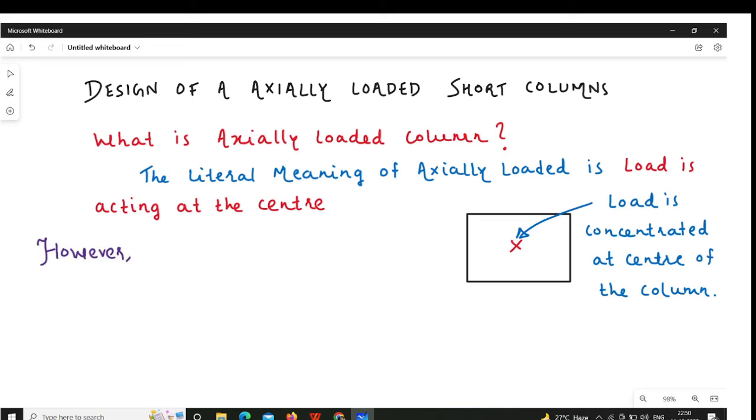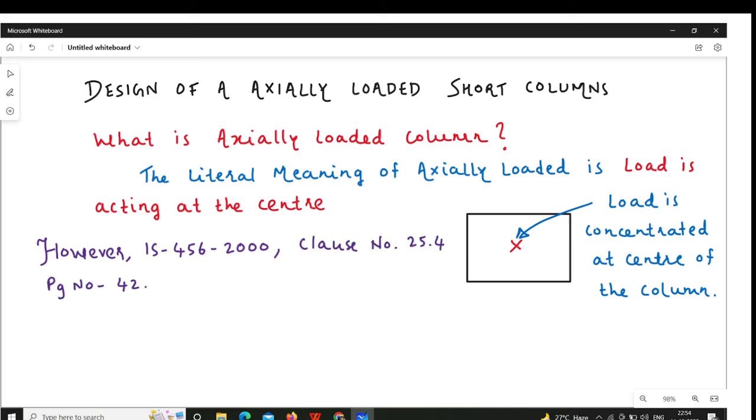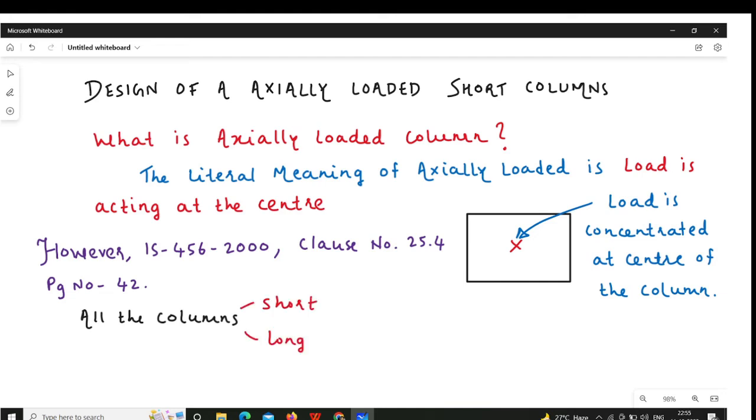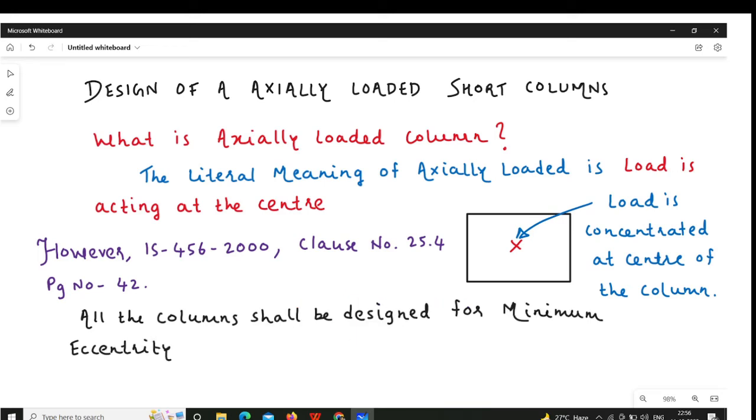Okay. However, IS 456:2000 has a different definition. What they say in clause number 25.4, page number 42, is that all the columns, irrespective of the type of column, whether short column, long column, axially, uniaxial or biaxial, shall be designed for minimum eccentricity. There is some minimum eccentricity in all the columns, and we will consider it when we design the columns.